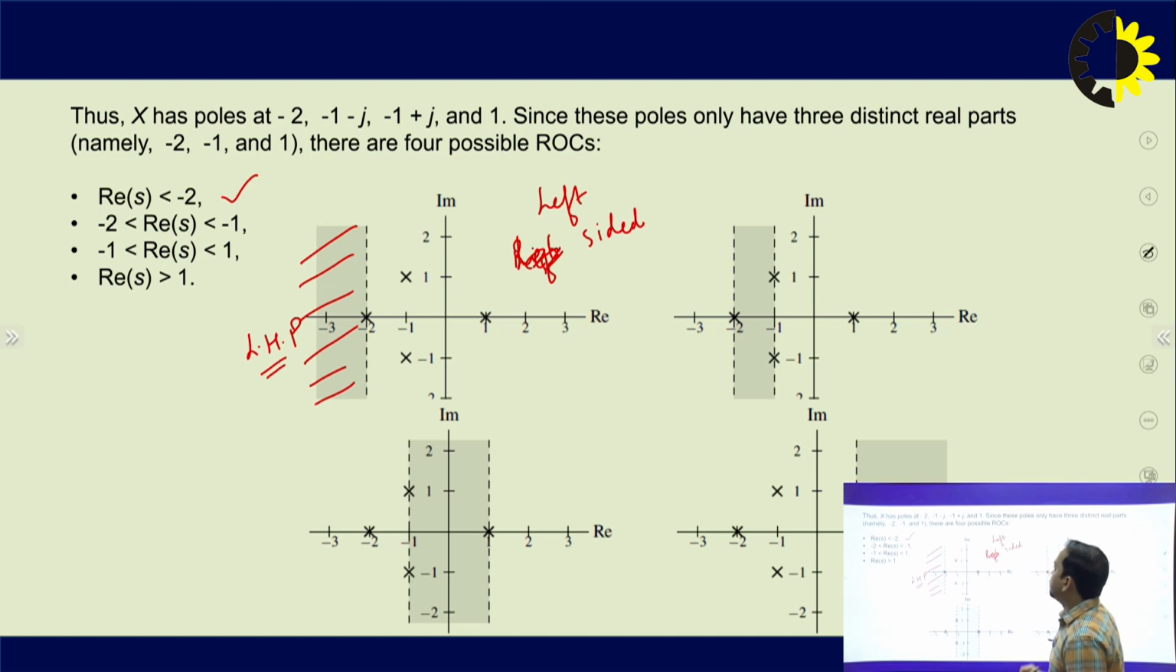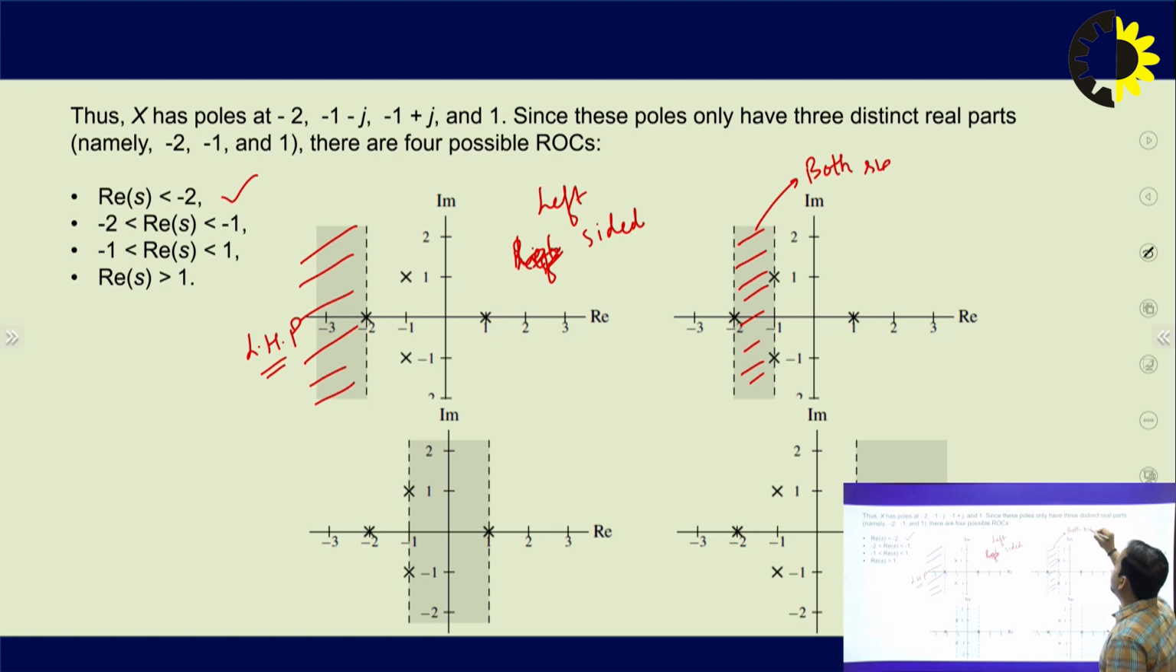Second case, when the region we have marked is between -2 and -1. As we are already aware, if the ROC is both sided, then definitely the signal is a combination which consists of some left sided signal as well as some right sided signal.